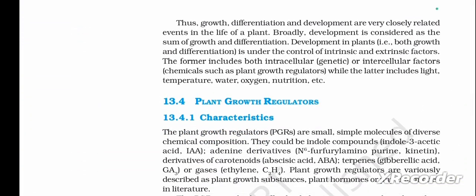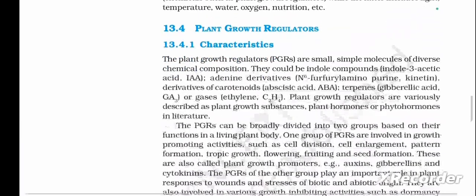Thus, growth, differentiation, and development are very closely related events in the life of a plant. Broadly, development is considered as a sum of growth and differentiation. Development in plants, that is, both growth and differentiation, is under the control of intrinsic and extrinsic factors. The former includes both intracellular, that is genetic, or intercellular factors, that is chemicals such as plant growth regulators, while the latter includes light, temperature, water, oxygen, nutrition, etc.